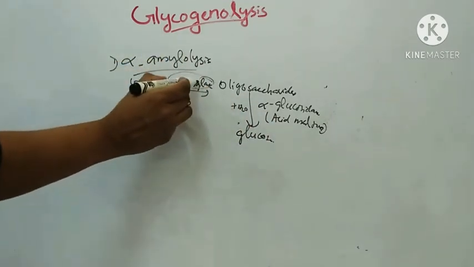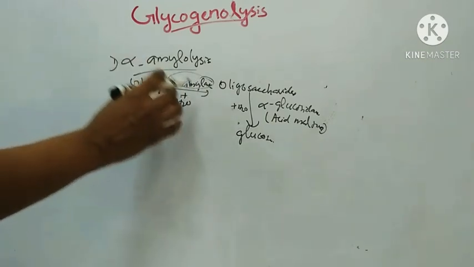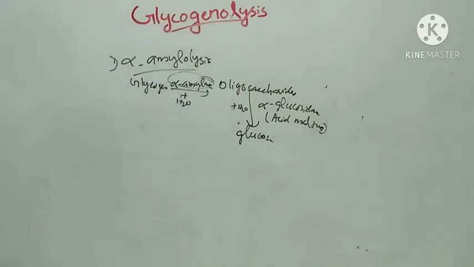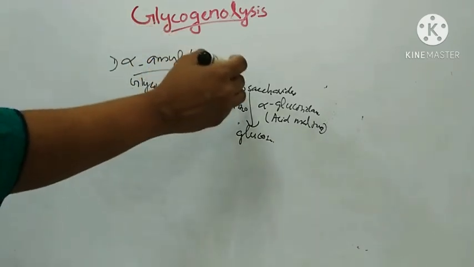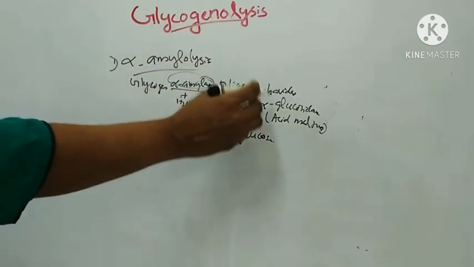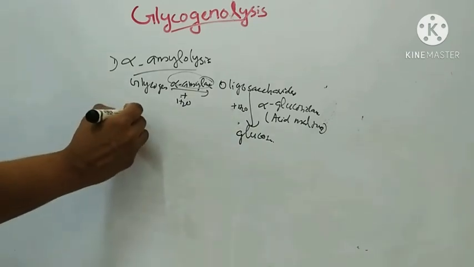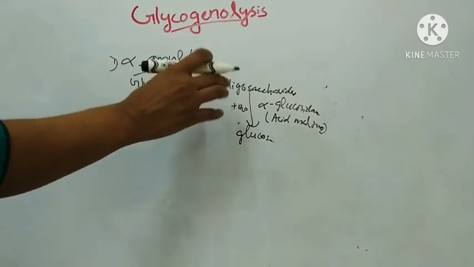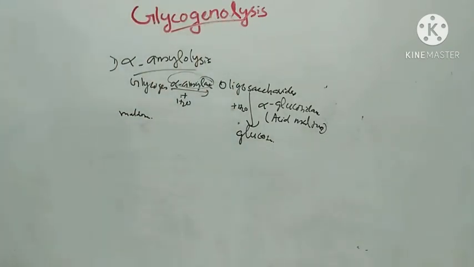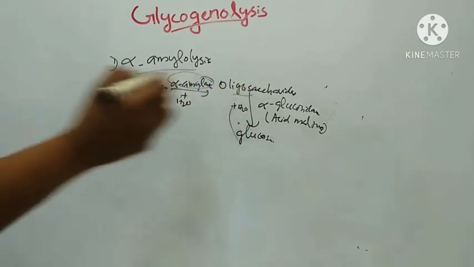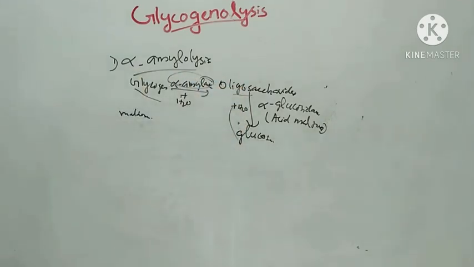Alpha amylase enzyme hydrolyzes glycogen first to oligosaccharides. These oligosaccharides are then broken down to glucose by the action of alpha glucosidase. One of the alpha glucosidases is acid maltase. This acid maltase hydrolyzes maltose, and the external branches of oligosaccharides and glycogen, to glucose. That is alpha amylolysis. Next one is gamma amylolysis.